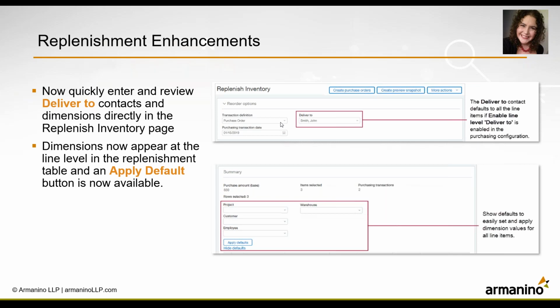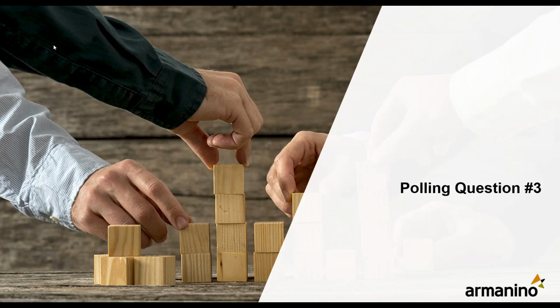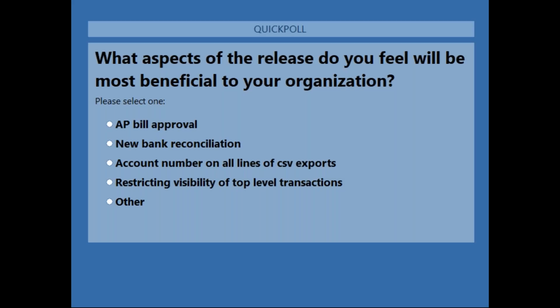All right, and then I think we have another polling question. Thanks, Brenda. What we've done with some of the polling questions today is try to figure out what you as our audience are most interested in. So this one is related to that. What aspects of the release do you feel will be most beneficial to your organization? AP bill approval, new bank reconciliation, account number on all lines of CSV exports, restricting visibility of top-level transactions, or was it something else entirely?